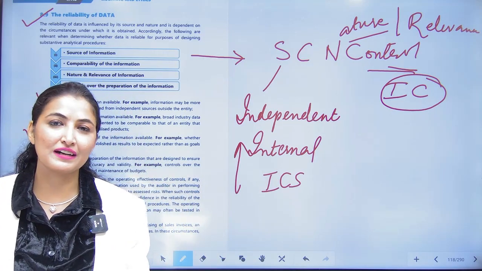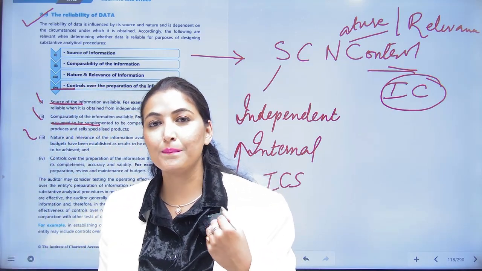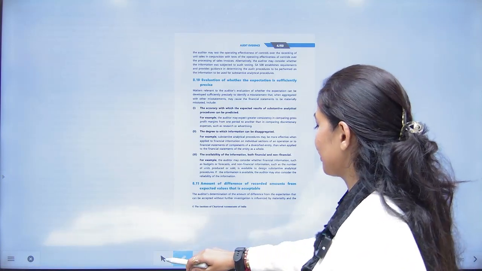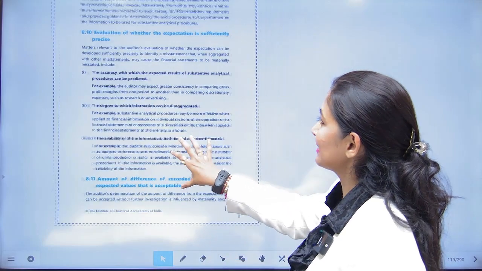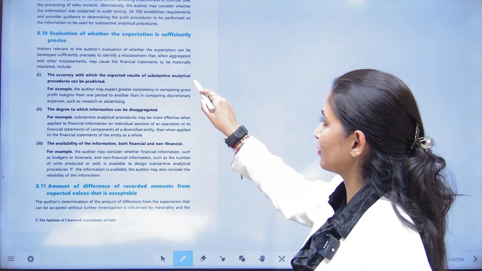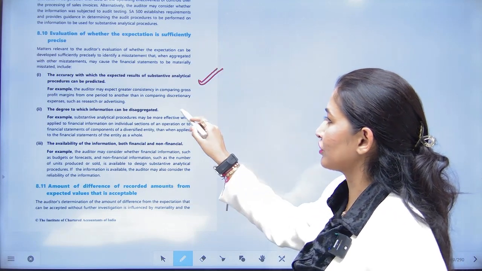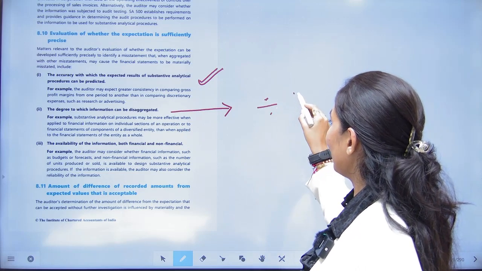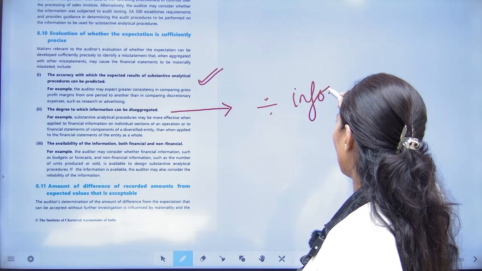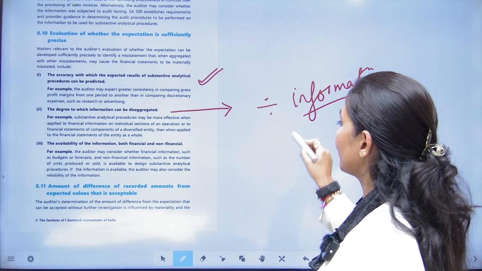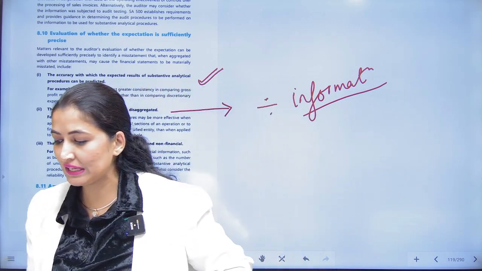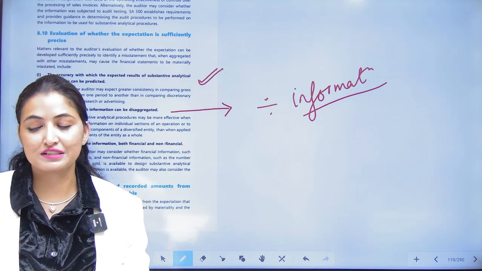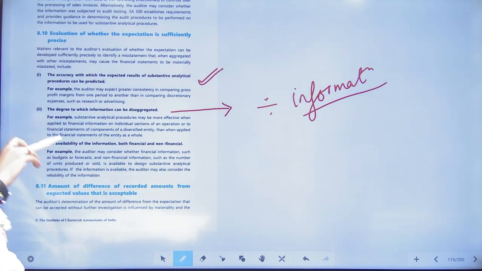Then you develop a kind of expectation. You expect that the result should be a particular result that you are expecting. So if you have some kind of expectation and then there is a difference, you will see the accuracy of your expected results and results of the substantive analytical procedure. Degree to which information gathered can be disaggregated. You will have to divide the bulk information into multiple pieces in order to analyze that particular information. What you're doing here, you are actually evaluating that particular information. You have some kind of expectation, so you try to disaggregate that particular information.